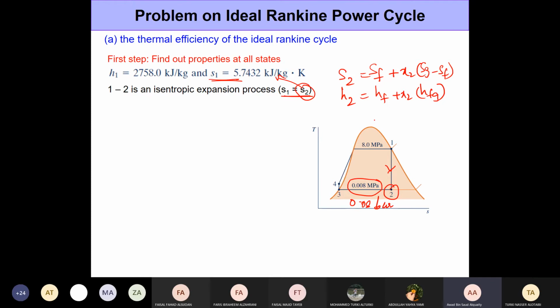Now, the thing is, we have the value of S2 known. Okay, Sf and Sg can be determined from the property tables because we know the pressure. Okay, these values will remain the same for this pressure no matter what the value of X2 is. So now, having known everything, we can go ahead and determine X2 because we need X2 when we are trying to calculate S2, and S2 is what we want to ultimately calculate.